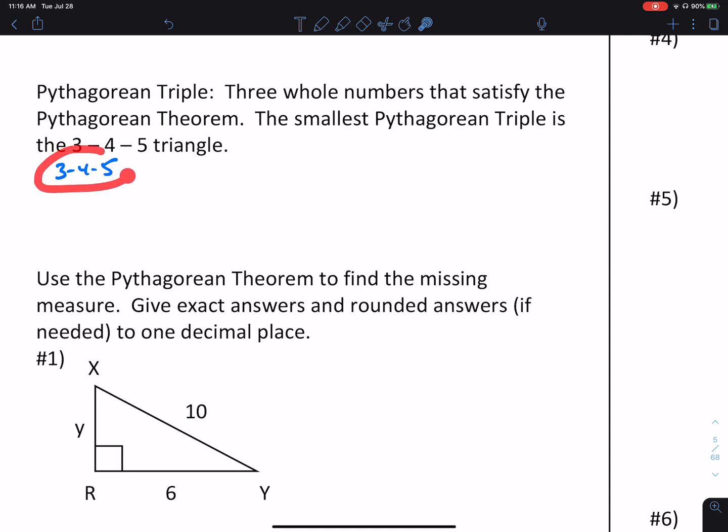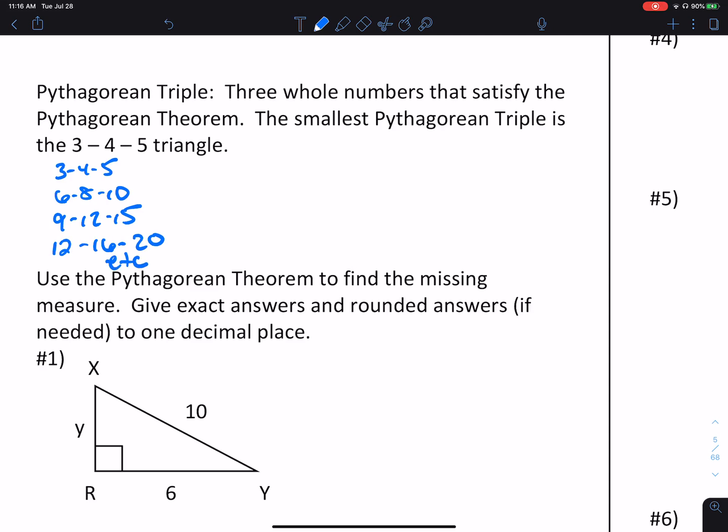Now, any triangle that's similar to this will also be a Pythagorean triple. So if we have a scale factor of 2, we would double these numbers and get 6, 8, 10. That's the same Pythagorean triple. Let's say that this was our base triangle and we had a scale factor of 3. That would be a 9, 12, 15. Scale factor of 4, that would be 12, 16, 20. We could continue that, et cetera.